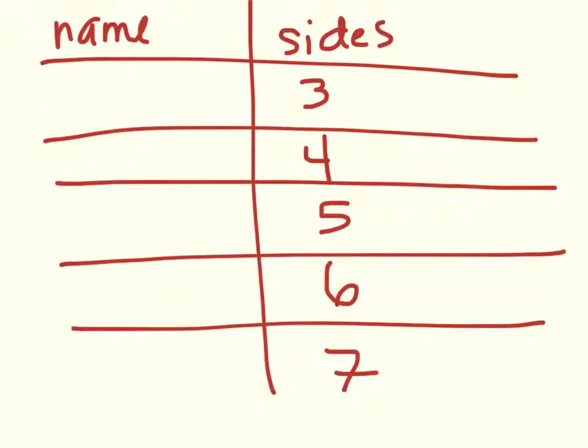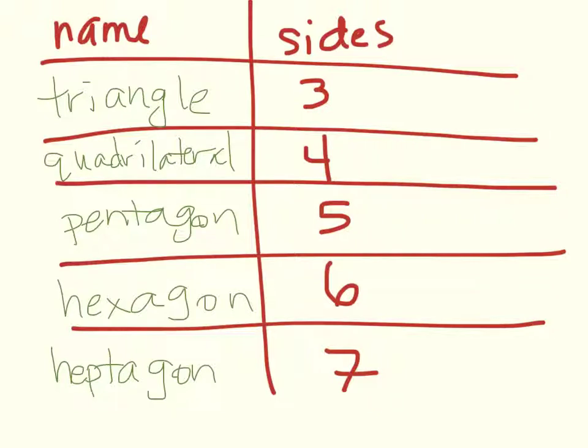Now I want you to pause the video for a minute and see if you can fill in your chart with all of the names of the polygons, the names of the polygon that has 3 sides, 4 sides, and so on. So pause the video right now and see how many you can fill in. Now take a look at the names and see how many you got correct. I hope you got most of them correct.